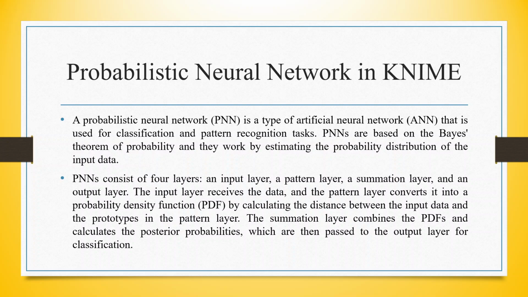layer. The input layer receives the data and the pattern layer converts it into the probability density function by calculating the distance between the input data and the prototypes in the pattern layer. The summation layer combines the PDFs, that is the probability density functions, and calculates the posterior probabilities which are then passed to the output layer for the classification.